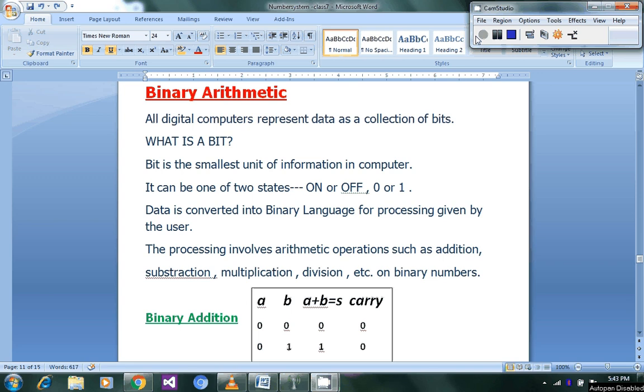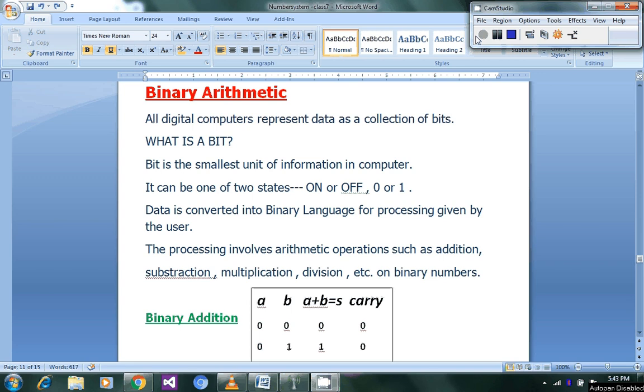In the chapter number system, today we are discussing binary arithmetic. As you all know, computers collect data in the form of bits. So all digital computers represent data as a collection of bits.